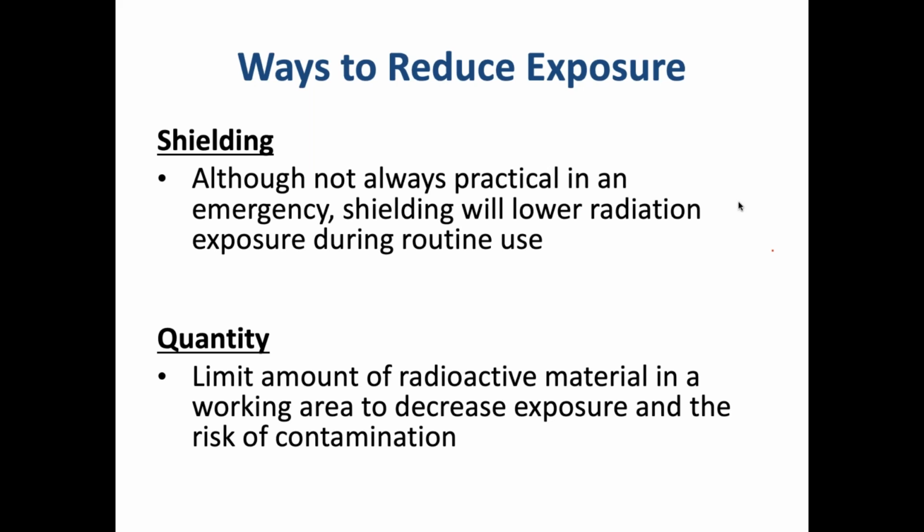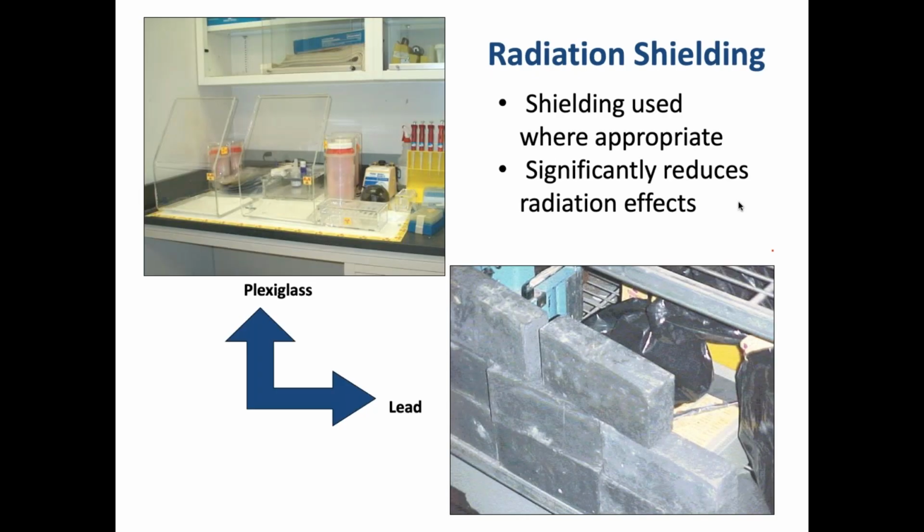If you do need to deal with it, it's important. Quantity is really important. You don't want to have a lot of this stuff around. Shielding and distance are good. Shielding is kind of a mixed bag. So, radiation shielding: in this case, maybe there's an alpha emitter you're working with. They're using plexiglass shielding in that case. On the right side, they have concrete blocks or lead blocks or something like that.